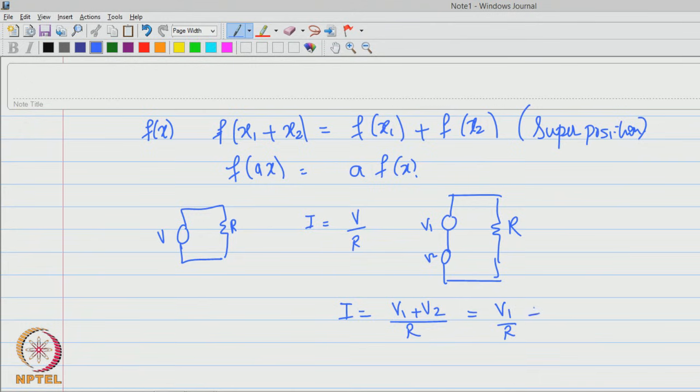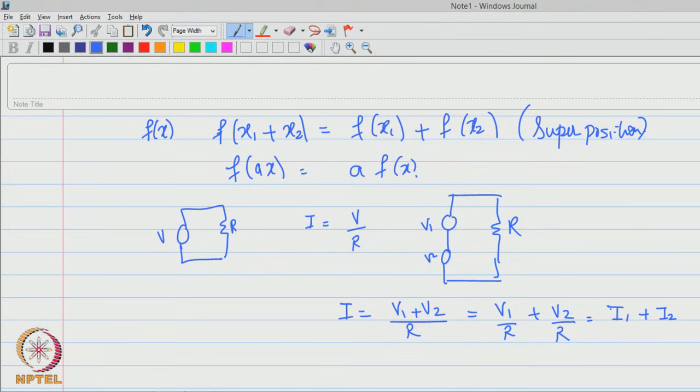is V1 over R plus V2 over R. This is the response I1 which I would get only with voltage V1, and I2 the response which I would get only with V2. So, I could just take the individual voltages, take the responses, and then combine them.